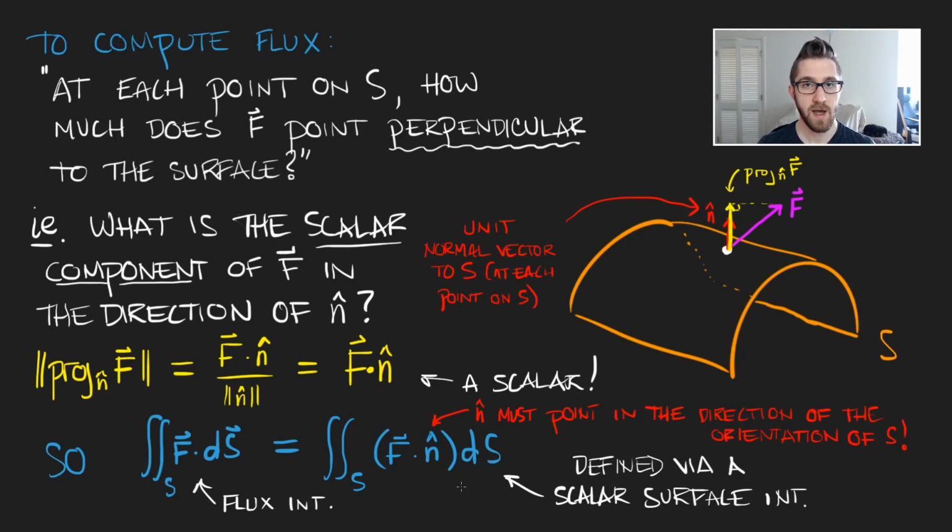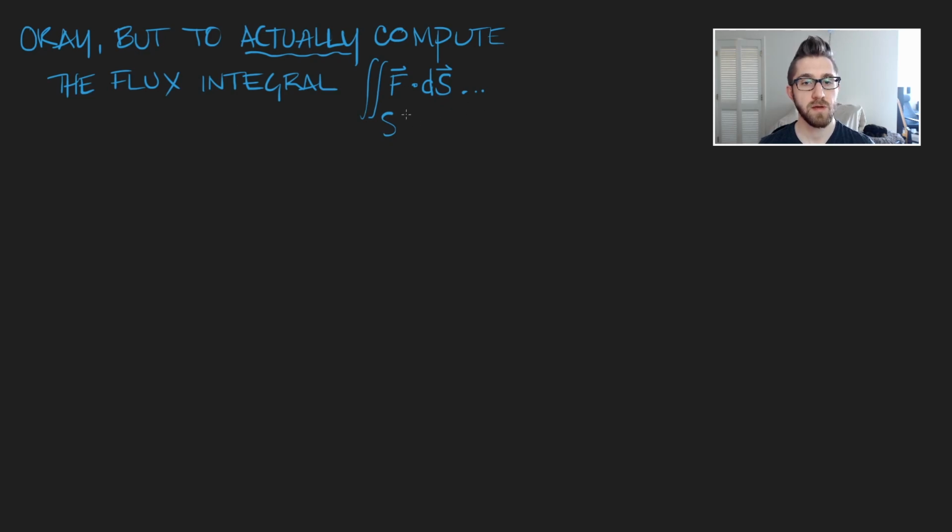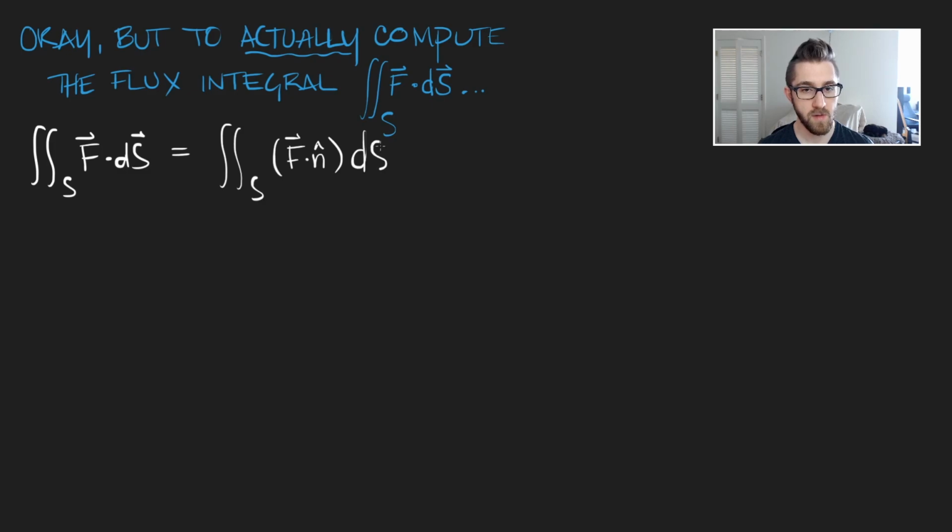So let's get into that now, how to actually compute a flux integral. If we're going to compute a flux integral, we're still going to go via that definition that we just wrote down, which is that the flux integral of a vector field through a surface is a scalar surface integral of f dot the unit normal over the surface.